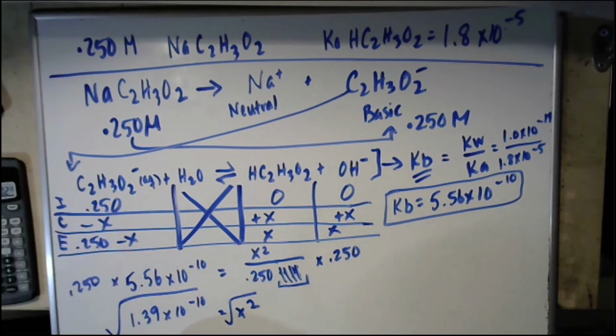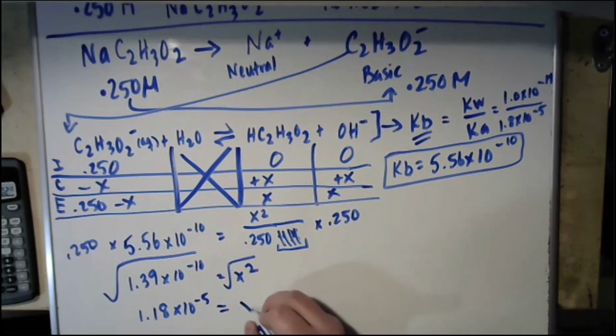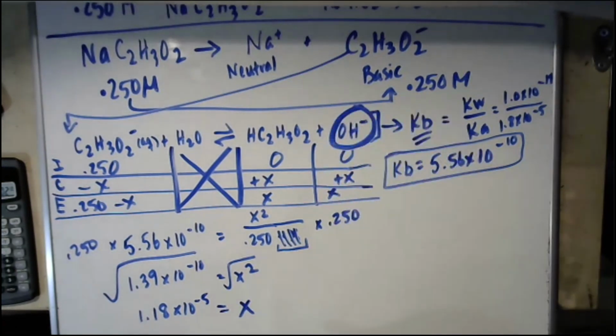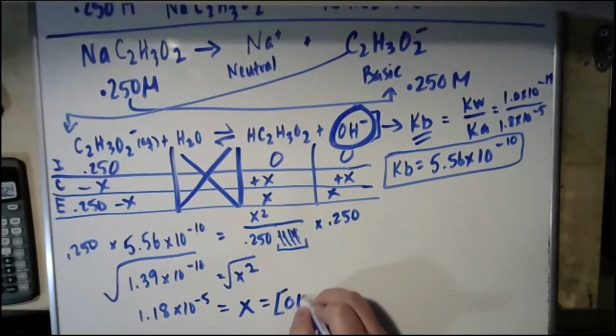Take the square root of this, and I get 1.18 times 10 to the negative 5 equals x, and again, x equals our hydroxide ion concentration over here. We cannot forget that.